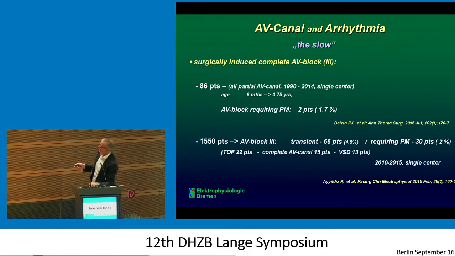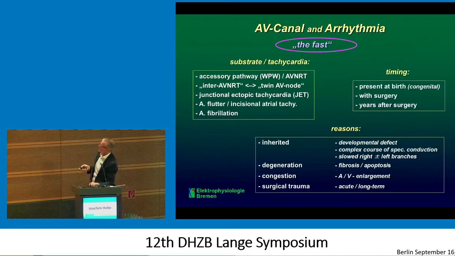And another study here, this is a mixed patient cohort. They had 1,550 patients, and AV block was transient in 4.5% and complete in 2%. Among the major diagnoses behind these patients, complete AV canal, no wonder, is one of the major players for this. So for the rest of my talk, just concentrating on the fast.